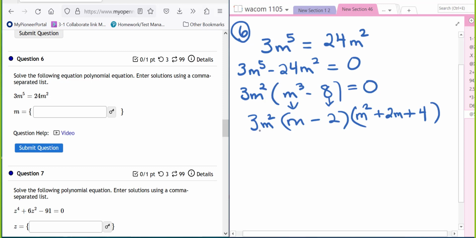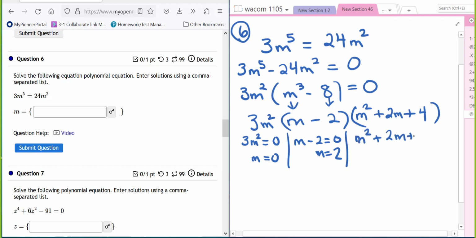These two we can solve. This one's just going to be 0. So you divide by your 3, but it's going to be 0. This one is going to be 2. But this one, we know it won't factor more, so it has to go to quadratic formula. Looks like it would do more. All right, so my A is 1, my B is 2, and my C is 4.